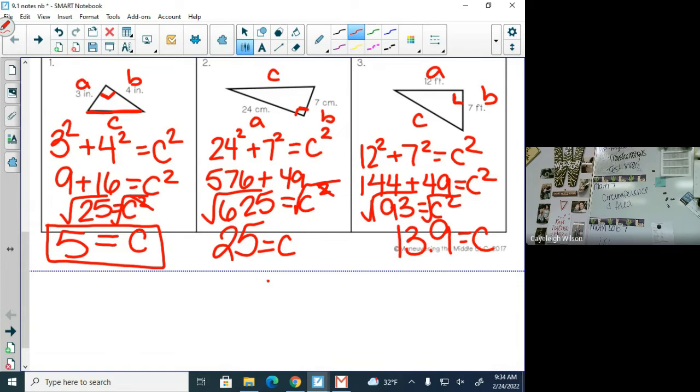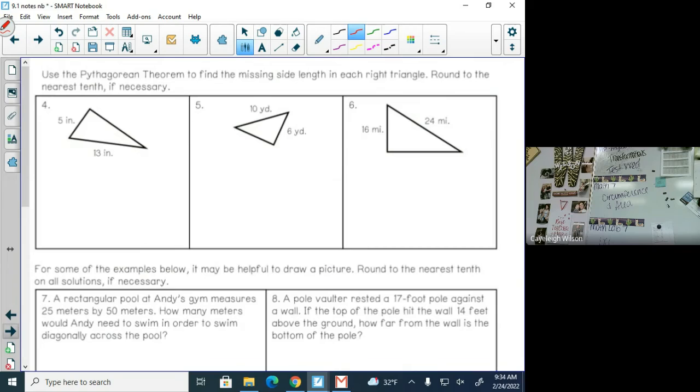Okay, so on all of these, we found the hypotenuse. Going to the back of the paper, we may be finding a leg, we may be finding a hypotenuse, we don't know until we look at the problem. So on number 4, I'll tell you that your right angle is right here. Okay? So it says use the Pythagorean theorem to find the missing side length in each triangle below. And it tells you that you're finding the side length anyway.